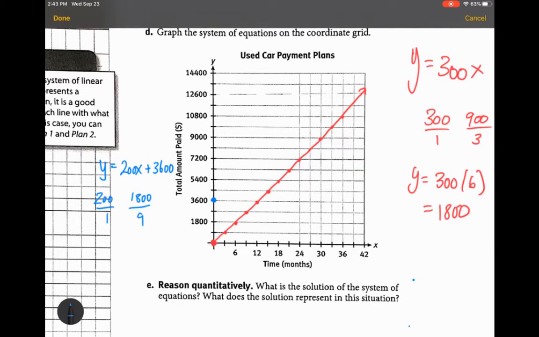Okay, so 1,800 is like 2 tick marks, right? So if I went from here and I went 2 tick marks, and then I got to go over 9. Then I went up. 369.